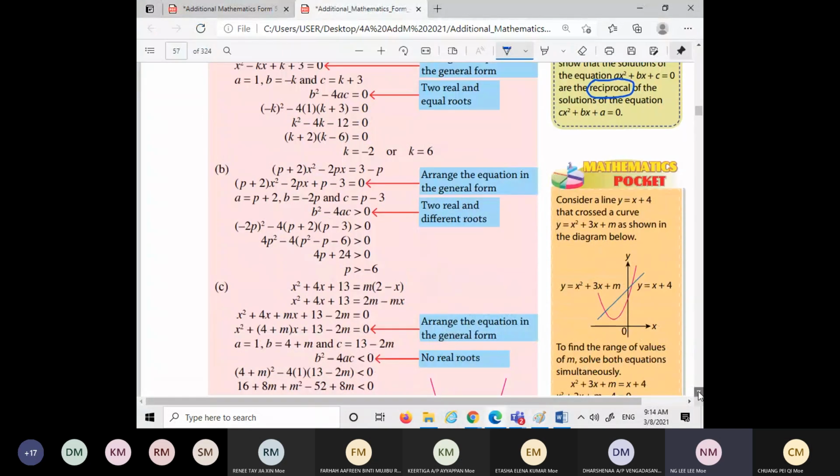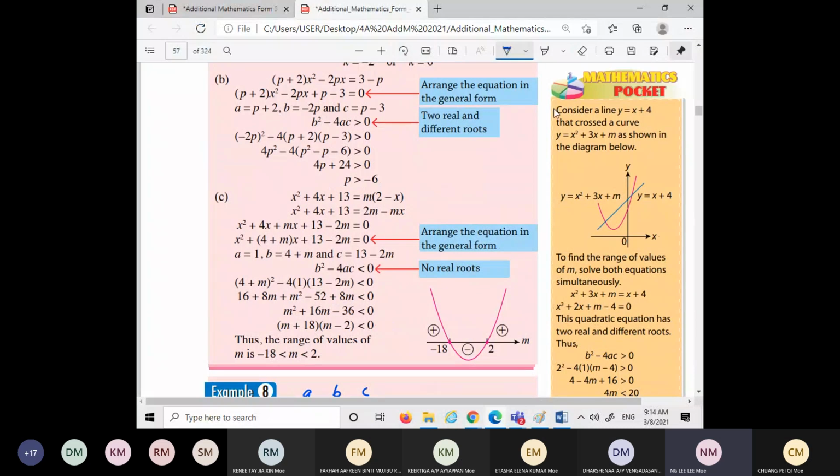Come, we look at this. I think this one is easier. Consider a line that crosses a curve as shown in the diagram below. This is a line, the blue color one, y equals x plus 4. The curve, the red color one, is x squared plus 3x plus m. To find the range of the value of m, solve both equations simultaneously. If you want to know the value of m, you can solve simultaneously.